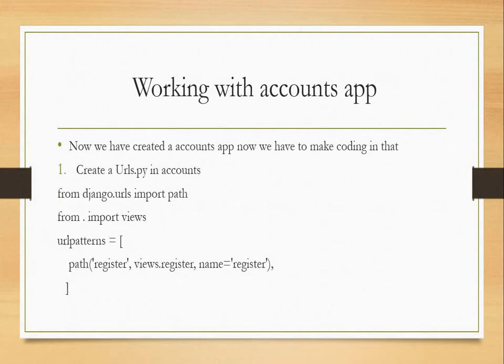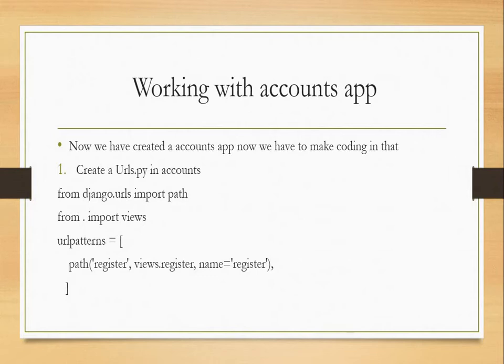Once this is done, now we have created an app. Now we have to do the coding in that. We have worked on this in the previous session also. Whenever we create an app, a urls.py has to be created. So where should urls.py be created? It should be created in the new app, that is, the accounts app.